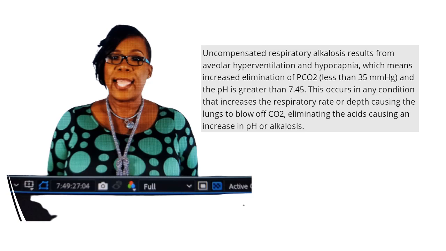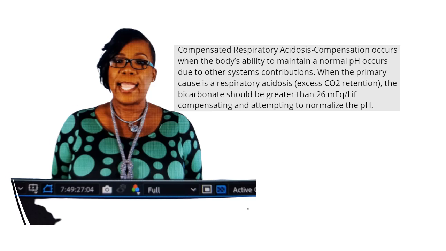Anything greater than 7.45 indicates alkalosis. This occurs in any condition that increases the respiratory rate, hyperventilation, or fear, causing the lungs to blow off CO2, eliminating the acids, causing an increase in pH or alkalosis.